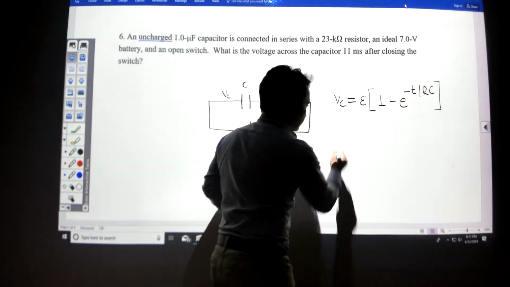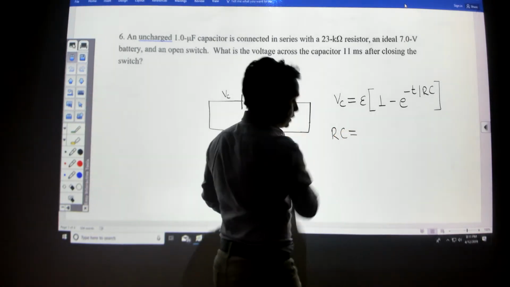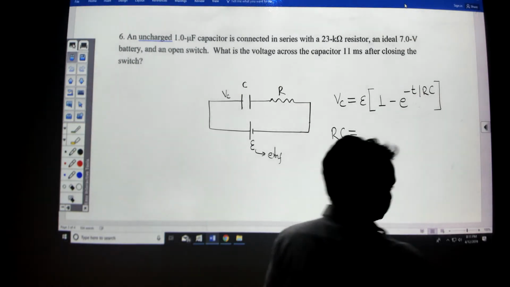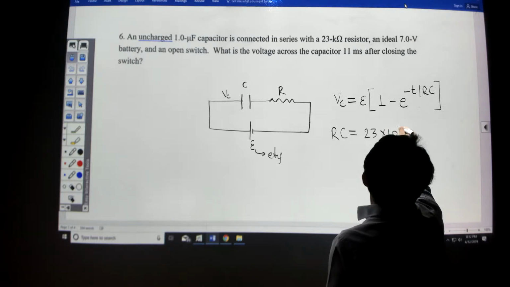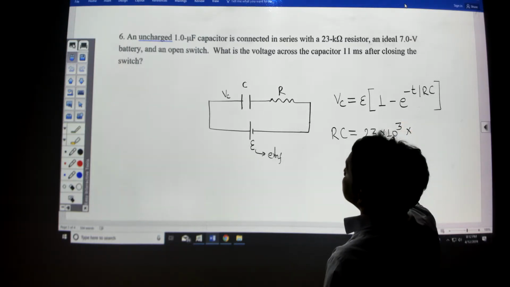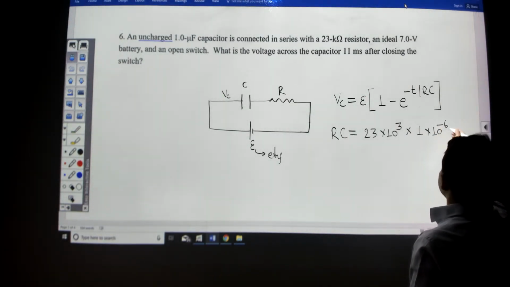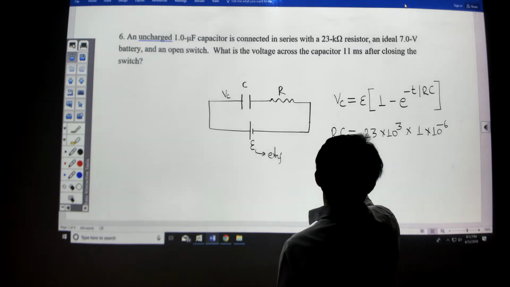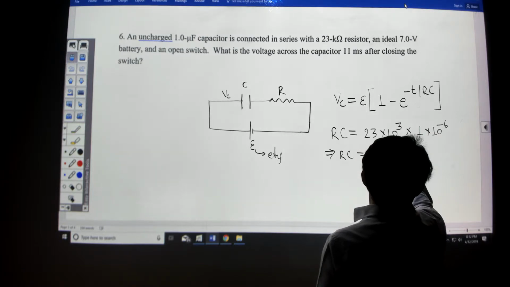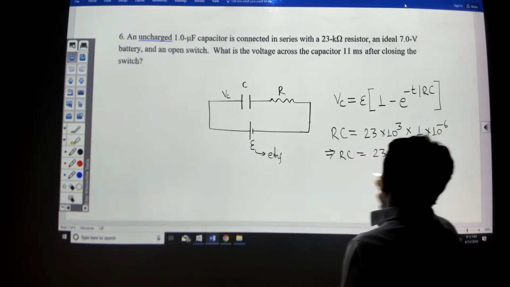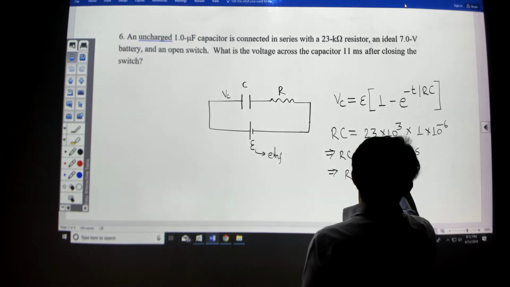So let's find out what is the value of RC. The value of resistance is 23 kilo ohm. Kilo ohm is 10 to the 3. And the capacitor is 1 microfarad. 1 microfarad is 10 to the negative 6. If you do the math, what you get is RC is equal to 23 times 10 to the negative 3 second. And this is equal to 23 millisecond.